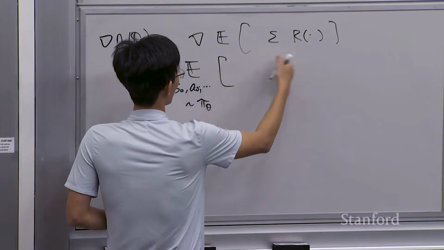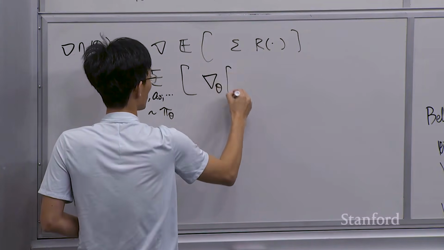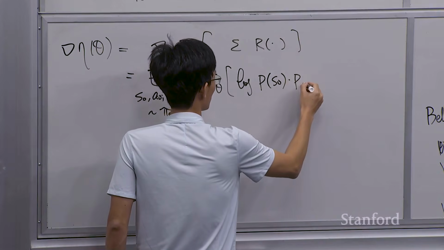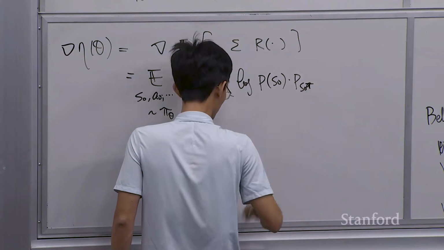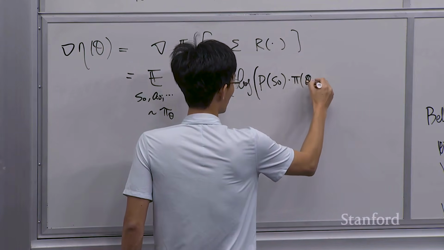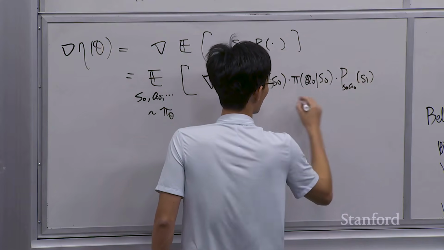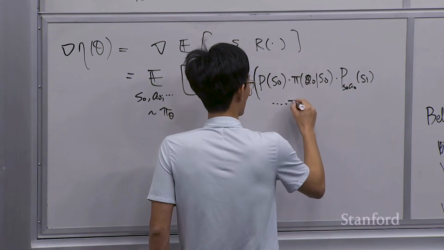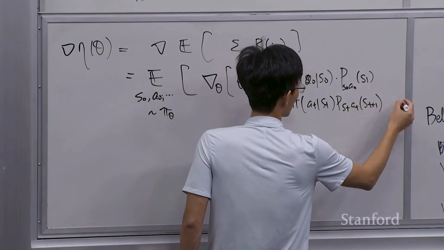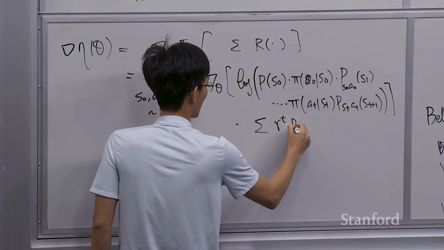Here, this part is the same as f, which you keep, and you add another term, which is the gradient with respect to theta of the log of the probability. So what's the log of the probability of S0 times the probability of A0 given S0, times the probability of S1 given S0, A0, and so on and so forth. Eventually you get P of AT given ST and P of ST plus 1 given ST, AT. And then this times the sum of the rewards, gamma to the T times R of ST.